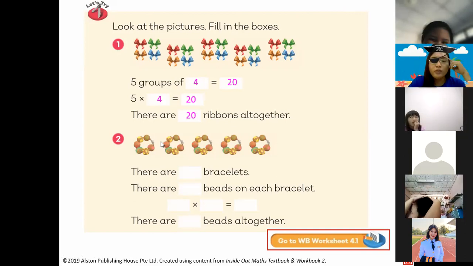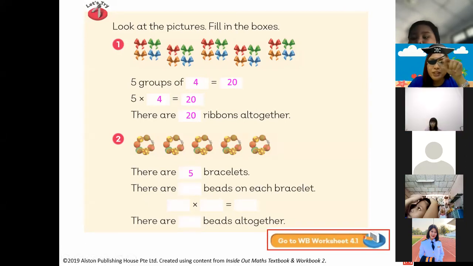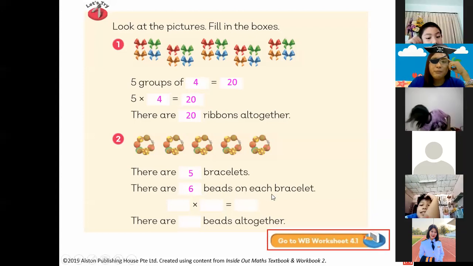1, 2, 3, 5. 5, okay. And how many beads on each bracelet? Beads. How many circles? 1, 2, 3. 1, 2, 3, 4, 5, 6. So there are 6 beads on each bracelet.